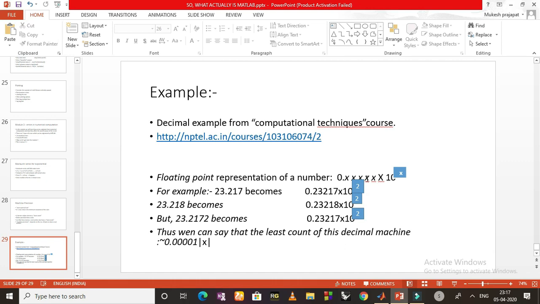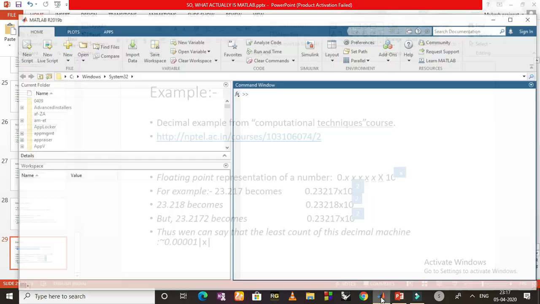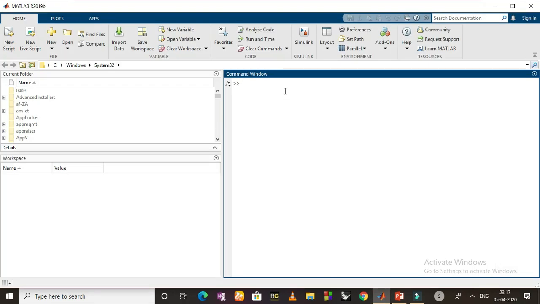So for MATLAB programming, MATLAB has a special keyword to find out the precision of MATLAB. So let's start MATLAB. And what was that particular keyword to find out the machine precision of MATLAB? That is eps. It is the keyword to find out the machine precision of MATLAB.